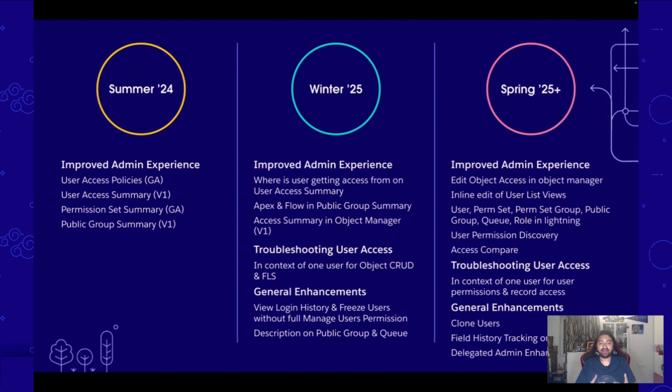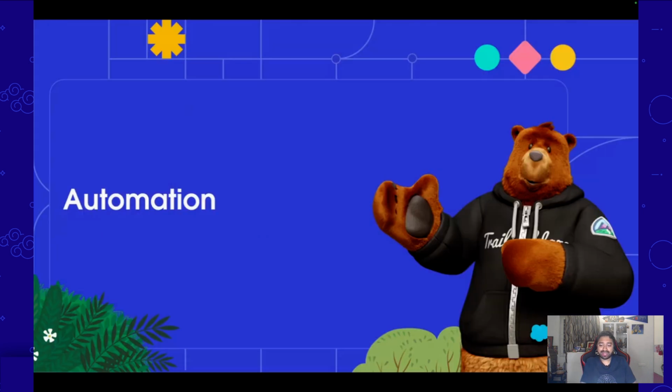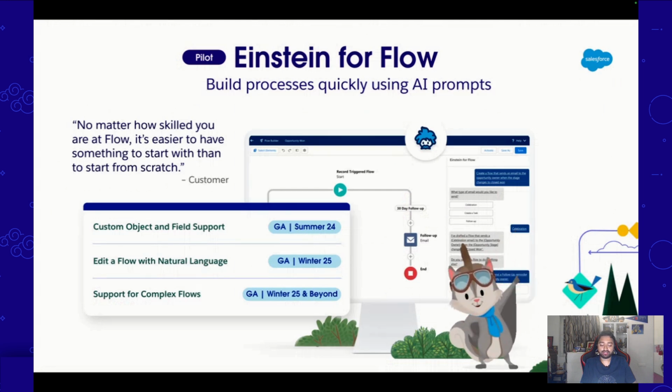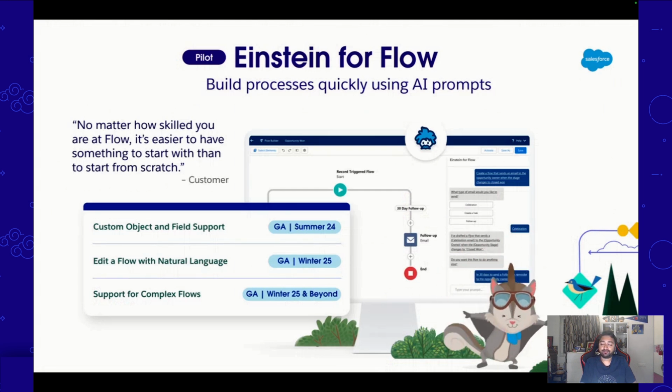So make sure if you have something, go on to Idea Exchange and post that so that we take a look at it and add it to our roadmaps. So that was about user management. Now, when it comes to automation, which is going to be our final topic for today, there are a bunch of updates. So the first one that we are piloting is Einstein for Flow.